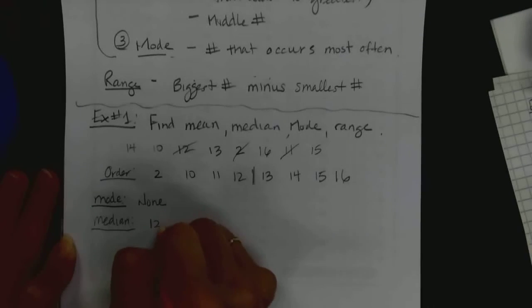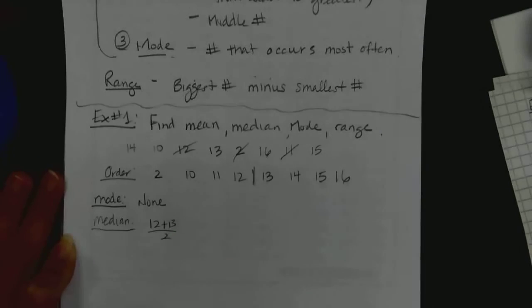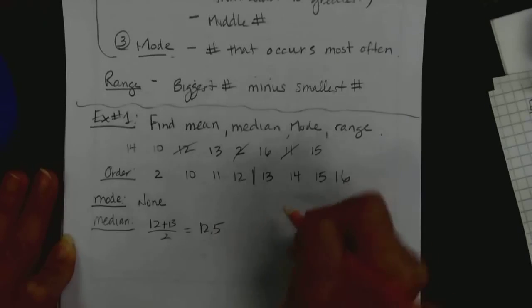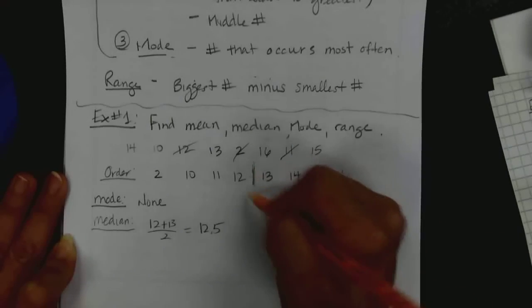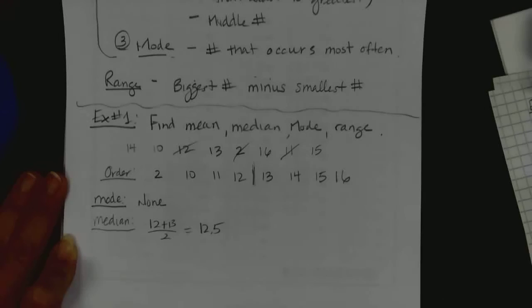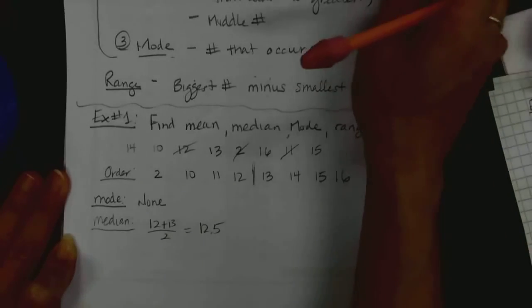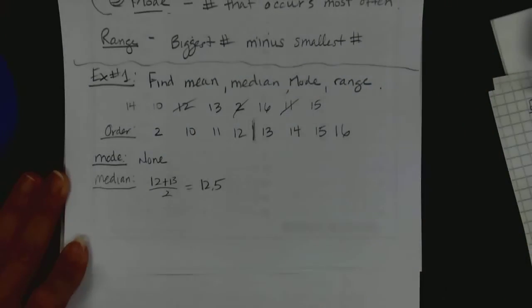So you could add 12 plus 13, divide by 2, which is 12.5. Or you could just look at it and see what number is between 12 and 13, which is 12 and a half. So you could do it either way. But when you have an even number of numbers, it's the number in the middle between the two numbers, just adding them and dividing by 2. Any questions about finding the median? No? Okay.